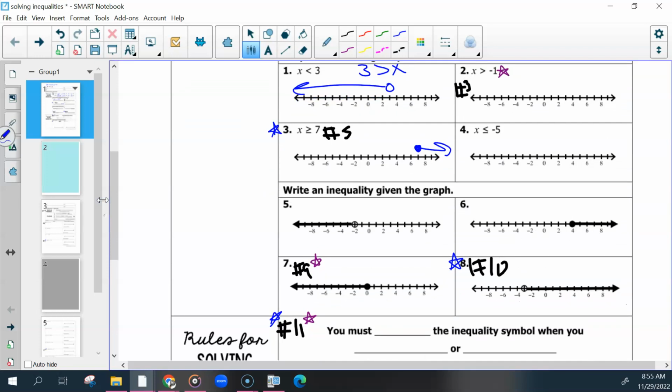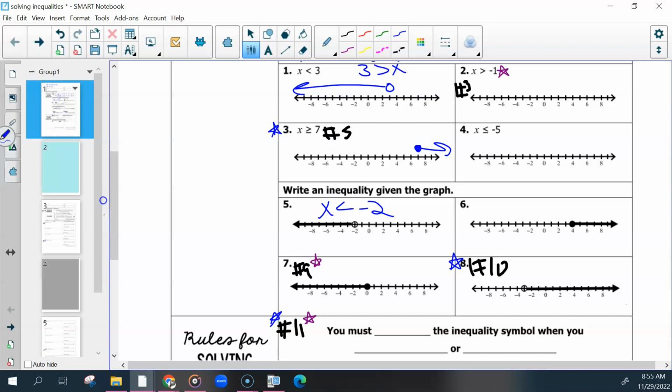Then these next two are opposite. Now we have a drawn inequality. We have to write the equation or inequality for it. So for 5, what do we think the inequality would be? Ada? X is less than... It has to be less than or greater than because it's an open circle. It has to be less than because it's going to the left.